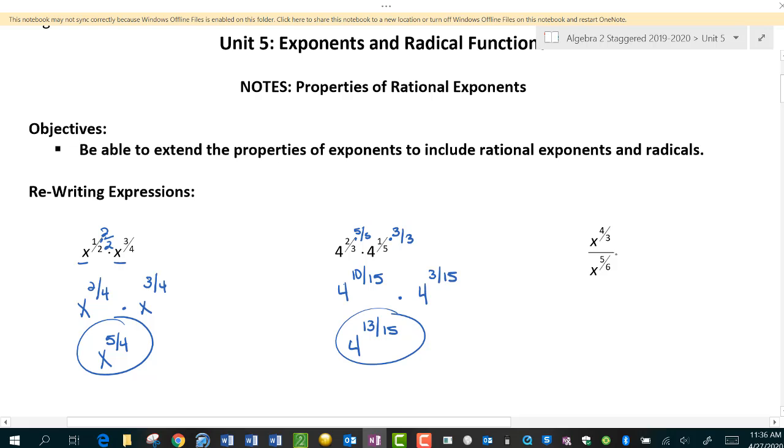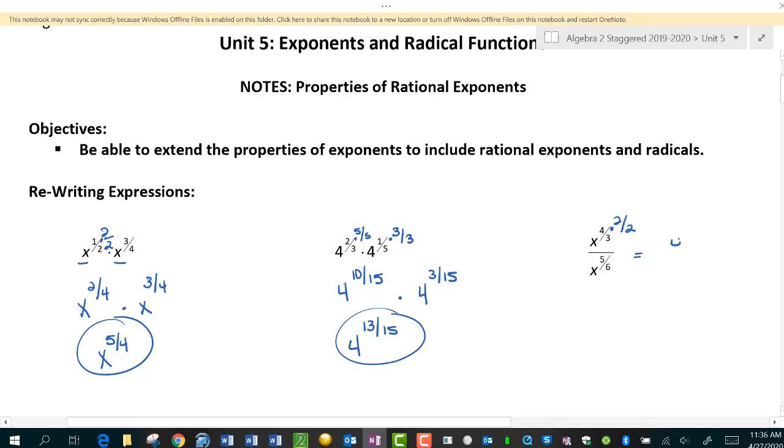Looking at our last example in this row, so x to the power of 4/3 divided by x to the power of 5/6. Now with division, I actually subtract the exponents. I first need a common denominator though. So I have 3 and 6 currently in my denominators. So I'm going to multiply 4/3 by 2/2.